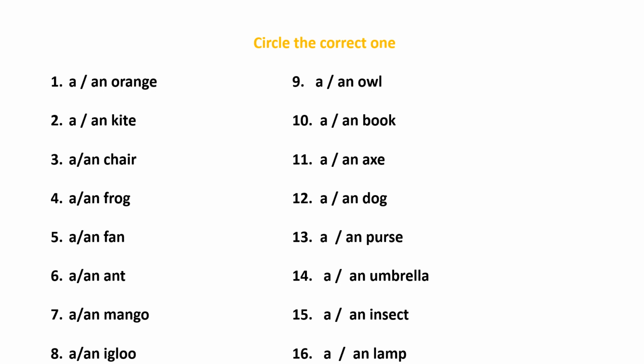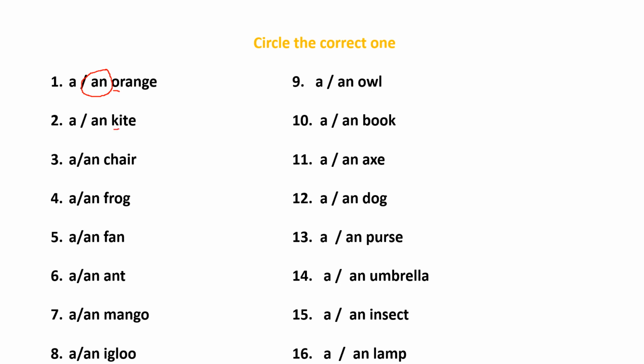And after that, there is a noun written over there. So we have to circle the correct one. So I suggest ki mere saath aap bhi karte jao so that aapka bhi practice hota jayega. So let's start. Here the first one, the word orange is there, right? It's an O. O is a vowel. So which article will come? An, right?